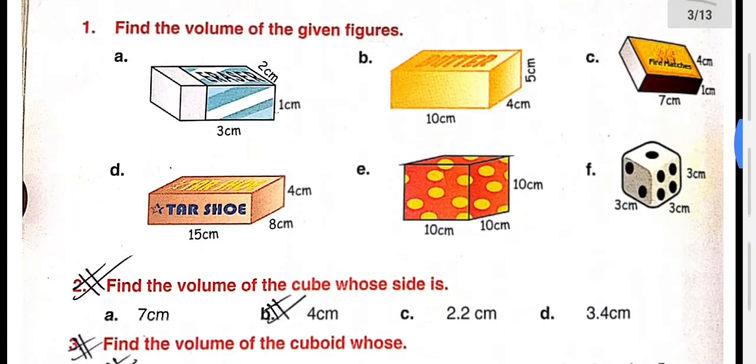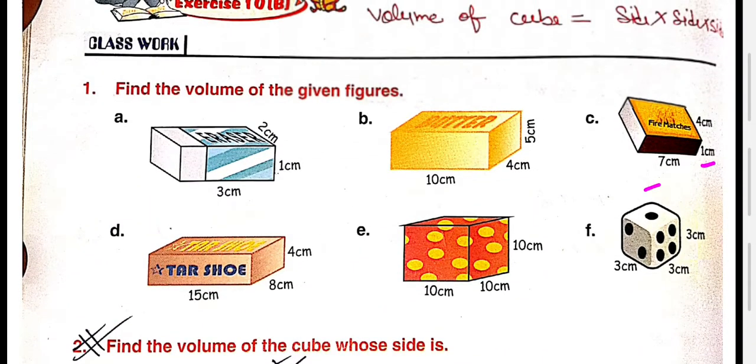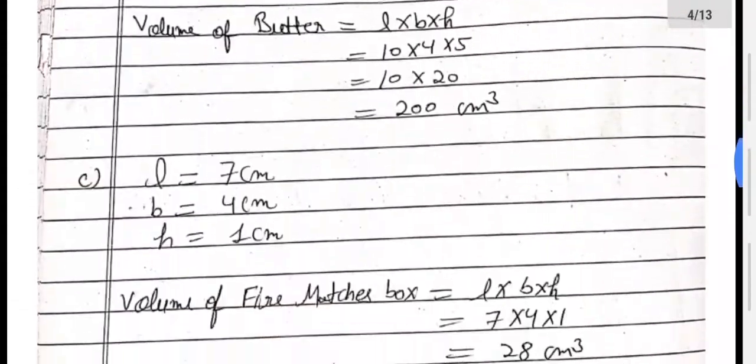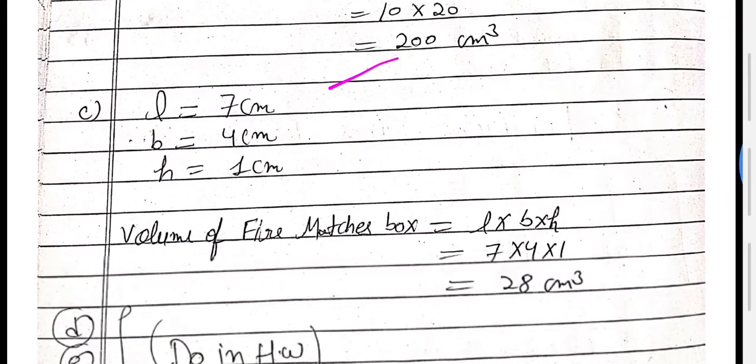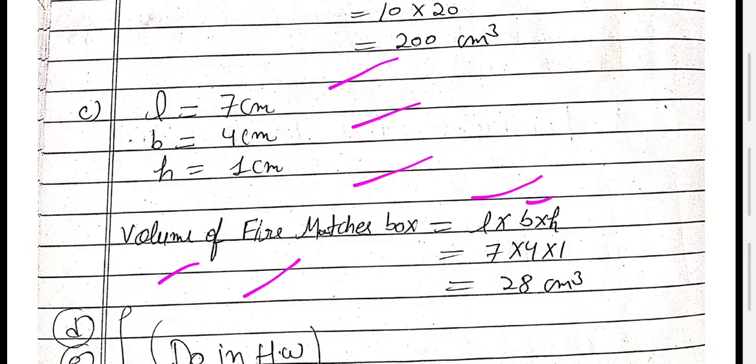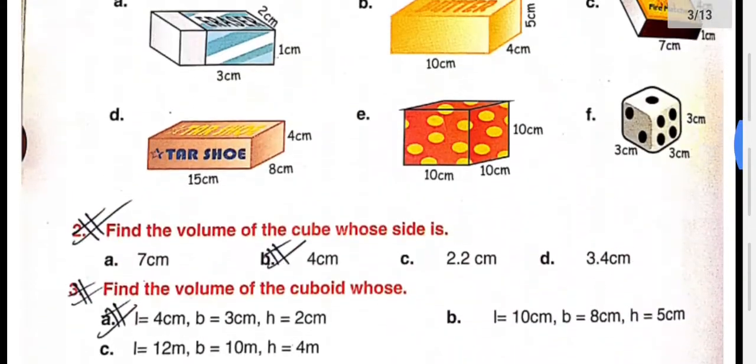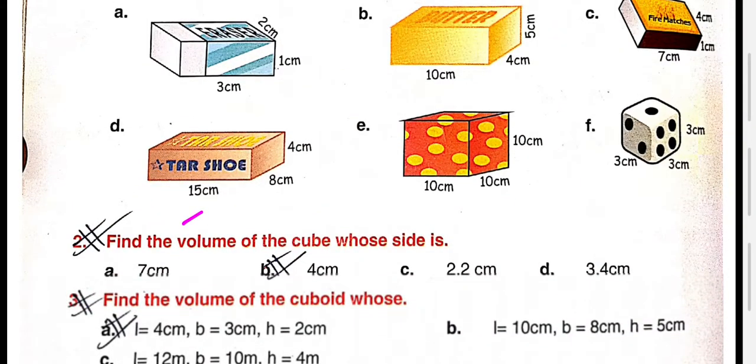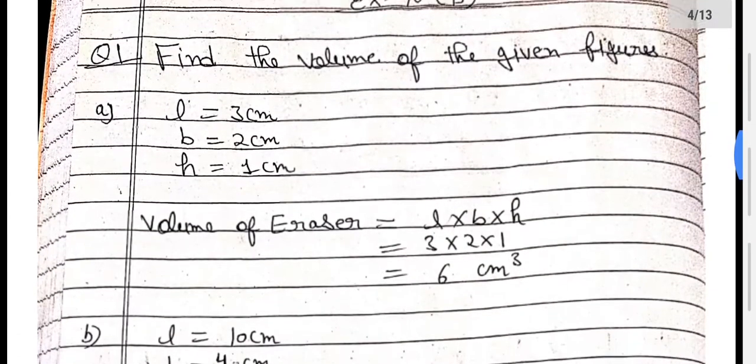Now come on third one. Third one is 7, 1, 4. So you have to write here, length is 7 centimeter, breadth is 4 centimeter, height is 1 centimeter. So volume of fire match box is L into B into H. Put the value, you will get your answer 20 centimeter cube. Similarly, these three parts, length is given, breadth is given, height is given. So you have to write the formula, put the value and then solve. You will get your answer. These three parts you have to do by yourself in homework.